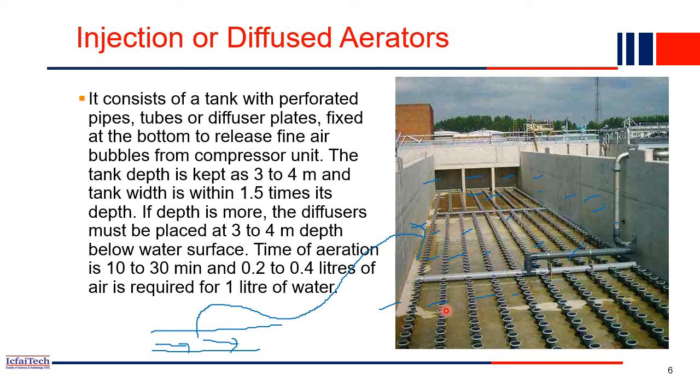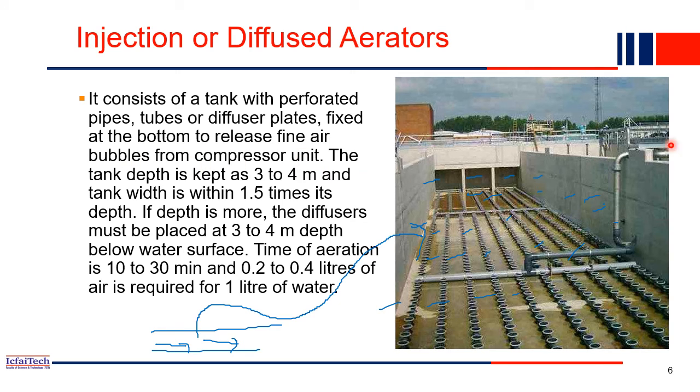So here, at the bottom, we install small types of nozzles, and there we are passing the air. So this air bubble will form at the bottom and go up. Whatever oxygen is present in the air will dissolve into the water, and ultimately the oxygen level will increase. So it consists of a tank with a perforated pipe. This is what I am talking about. This is a perforated pipe, meaning holes are there in this pipe, or tubes, or diffuser plates fixed at the bottom, to release fine air bubbles from the compressor unit.